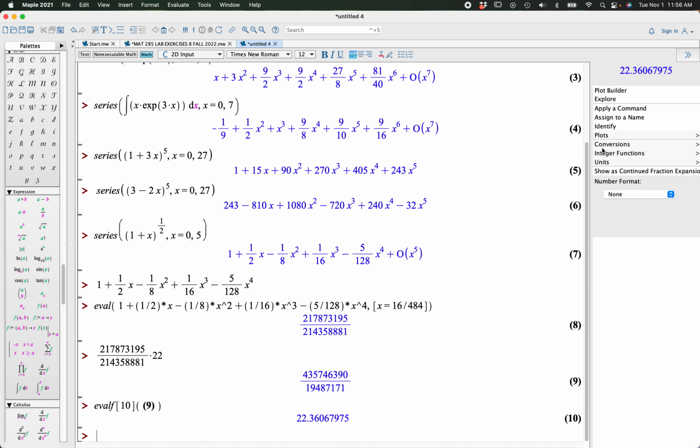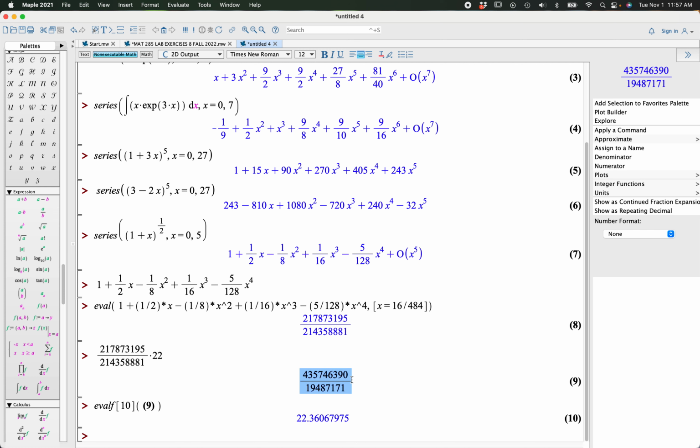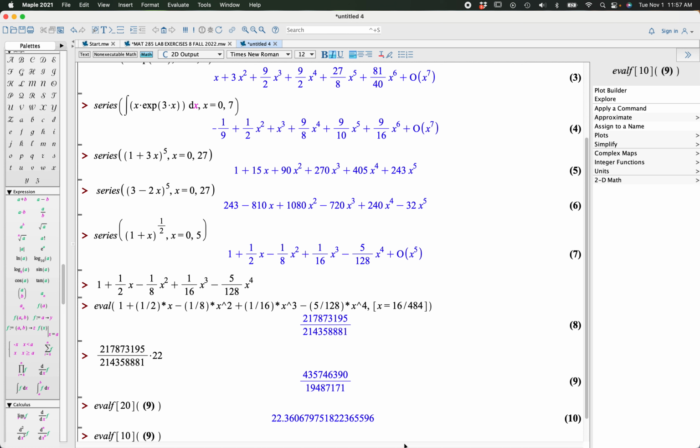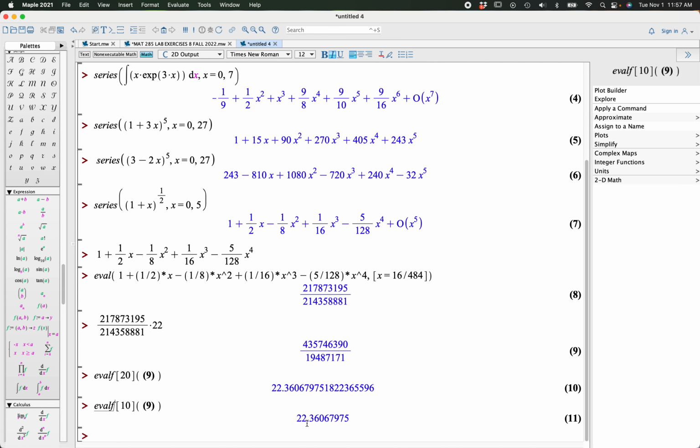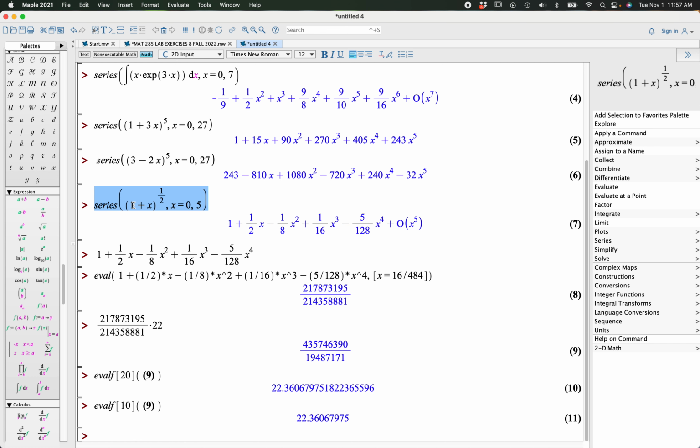So to the nearest 10 decimal places, we have 22.36067975. And if I did the same thing and see how that compares if I were to expand to 20 decimal places, well, in this case, we have 22.360679751.